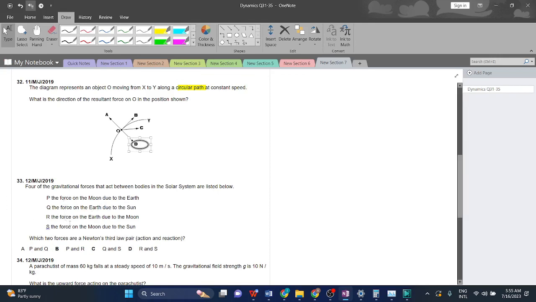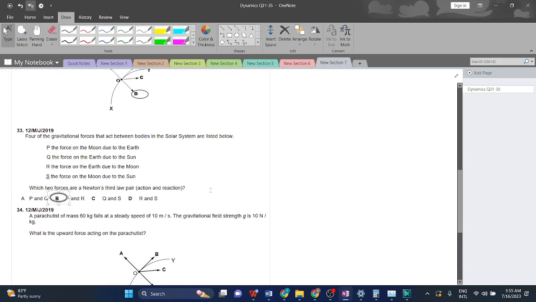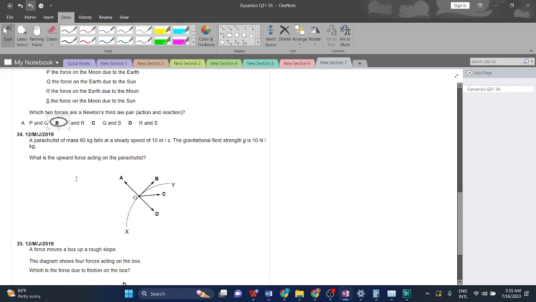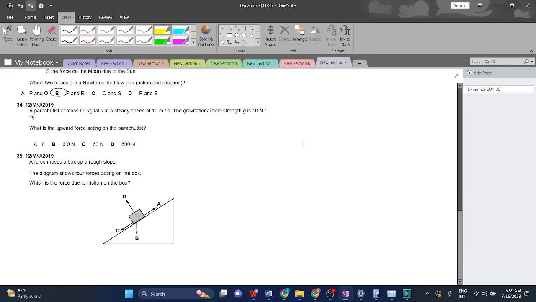Let's see if there is such an option. The force on the moon due to the earth, and the force on the earth due to the moon. So P and R is the right option. Let's check Q as well. The force on the earth due to the sun, the force on the moon due to the sun. These are two unrelated entities. So we don't take them into account.